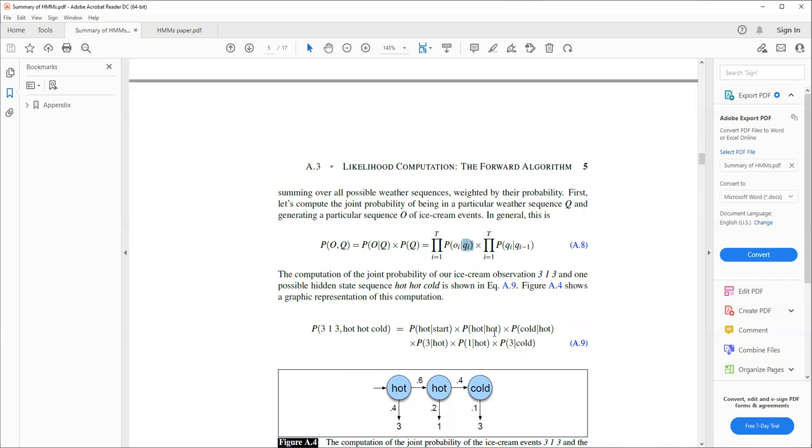So those are the different probabilities. Again, you can see starting in hot, multiplied by the probability of hot, and multiplied by the probability of cold given hot. So those are the transition probabilities. Then you have got the emission probabilities: 3 in hot, 1 in hot, and 3 in cold, and it's a product of all of these. So this is the joint probability distribution of 313 and the states hot, cold.